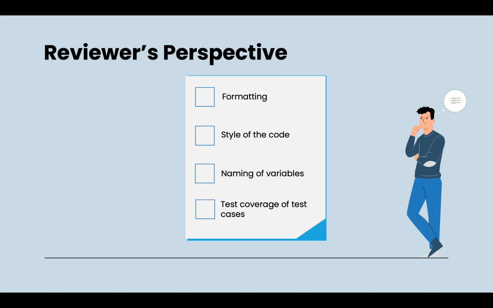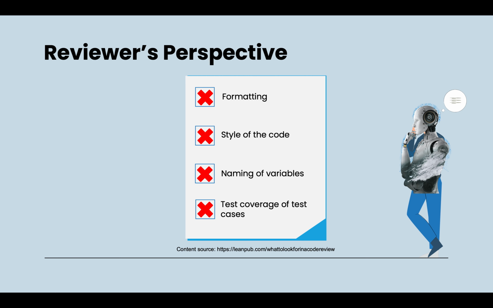It is important to know that the judgment of the author's work will really depend on every company's software development team. There are situations where reviewers will analyze code by looking at things like formatting, style of the code, naming of variables, and test coverage of the test cases. However, these aspects can easily be handled by a program. They all can be automated.